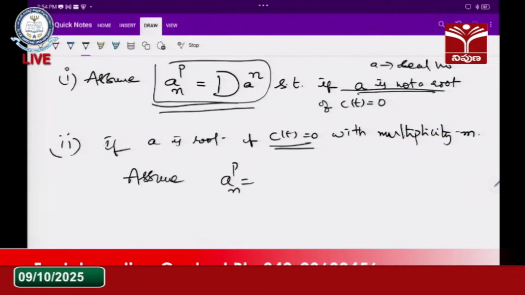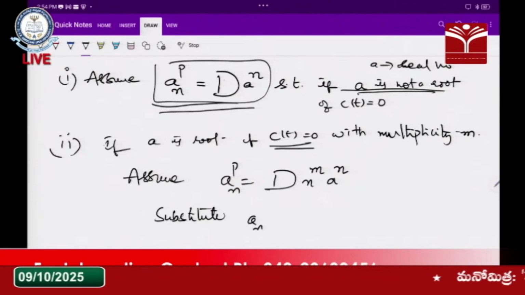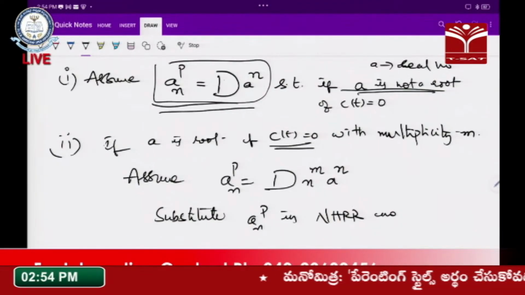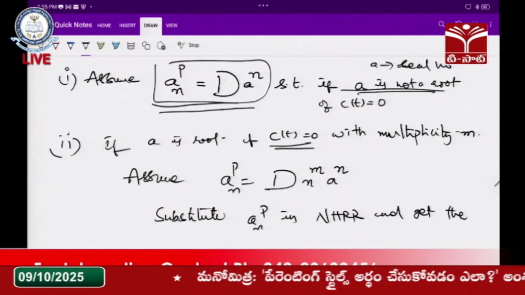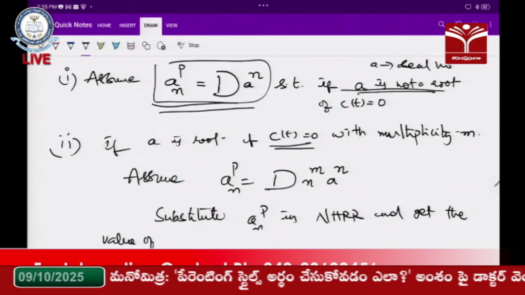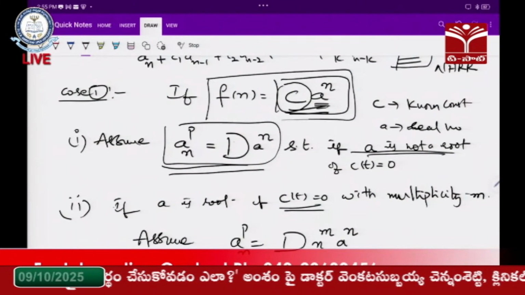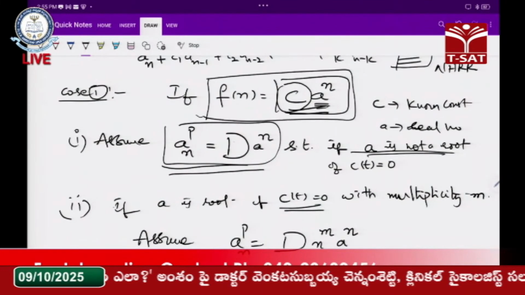a n p as D times n to the power of m times a to the power of n. Okay, these two are the assumptions. Then lastly, we substitute this a n p in the non-homogeneous recurrence relation and get the value of D. Okay, this is case 1. What is case 1 here? The function is of the form f of n equal to c into a to the power of n.